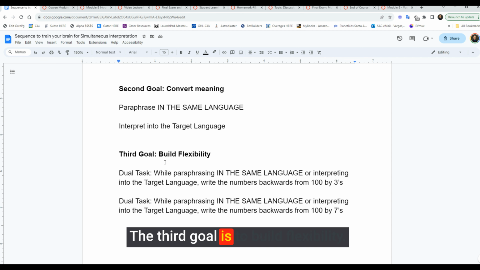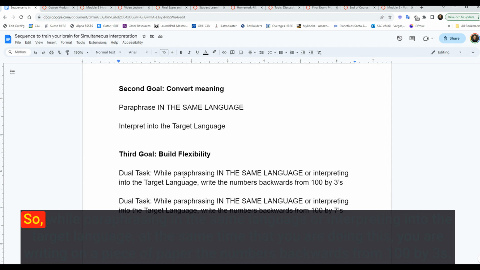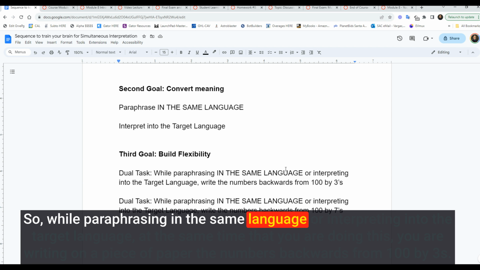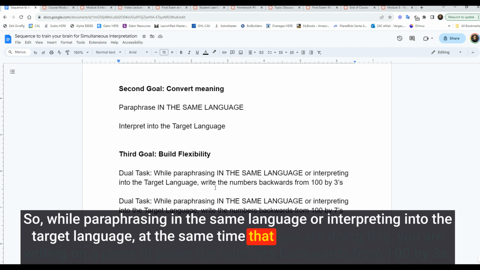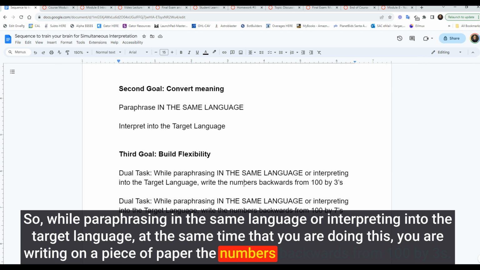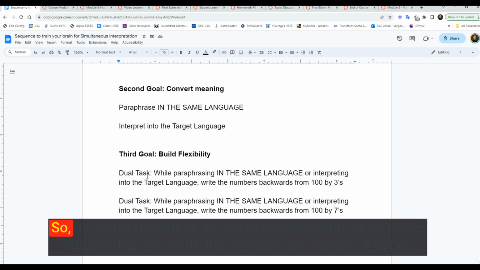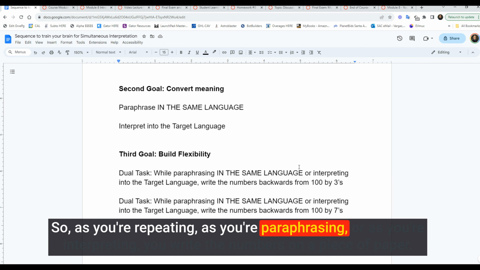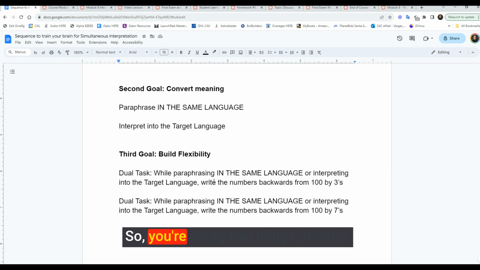The third goal is to build flexibility. This is called dual tasking. So while paraphrasing in the same language or interpreting into the target language, at the same time you are writing on a piece of paper the numbers backwards from 100 by threes. So as you're repeating, as you're paraphrasing, or as you're interpreting, you write the numbers on a piece of paper. So you're doing two things at once. One is oral, and this one is written.